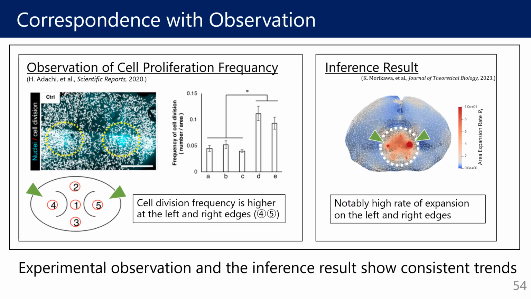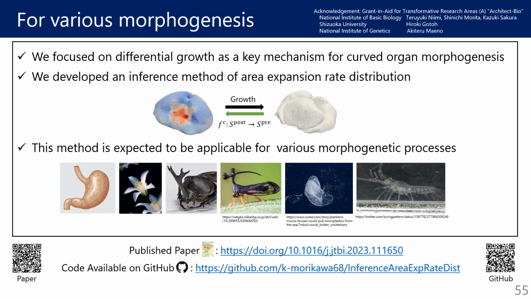Additionally, experimental observations reveal a higher frequency of cell division at the left and right edges of the horn primordium. Our inference results also indicate a notably higher area expansion rate at these same edges. This correspondence between experimental observations and our inference demonstrates the consistency and validity of our method. We have developed an inference method which helps explain the causal relationship between differential growth and tissue shape. We believe that this method is applicable for various morphogenic processes.